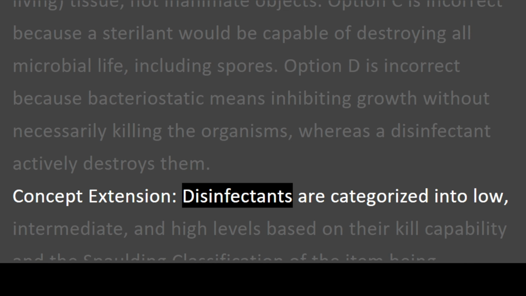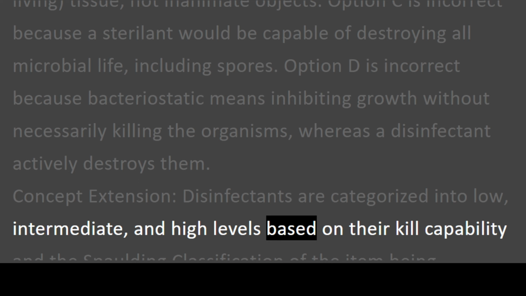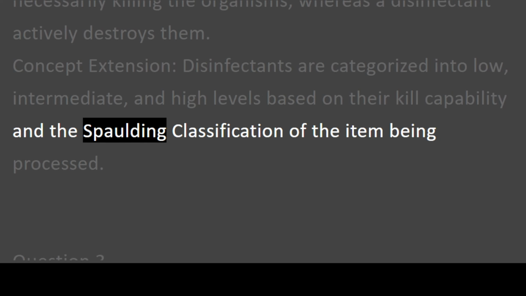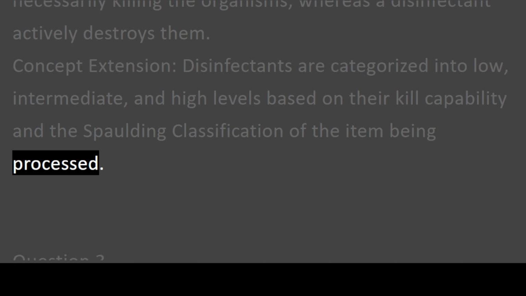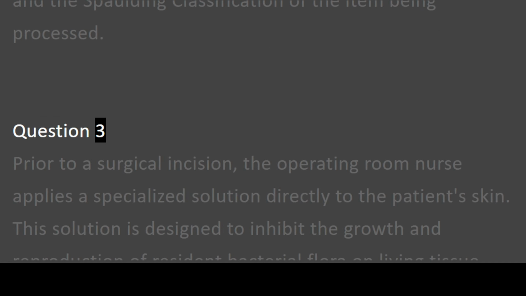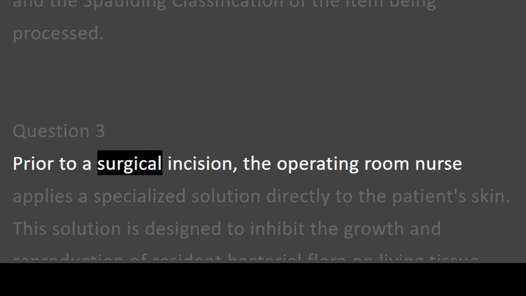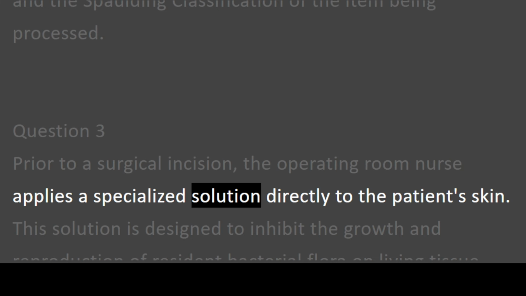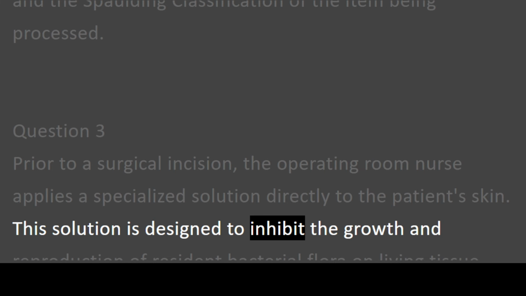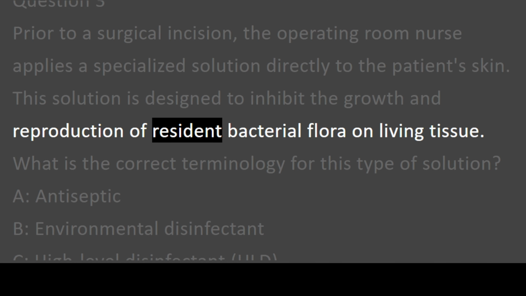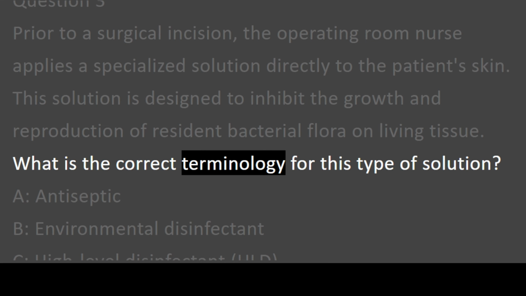Concept extension: disinfectants are categorized into low, intermediate, and high levels based on their kill capability and the Spalding classification of the item being processed. Question 3. Prior to a surgical incision, the operating room nurse applies a specialized solution directly to the patient's skin. This solution is designed to inhibit the growth and reproduction of resident bacterial flora on living tissue. What is the correct terminology for this type of solution?